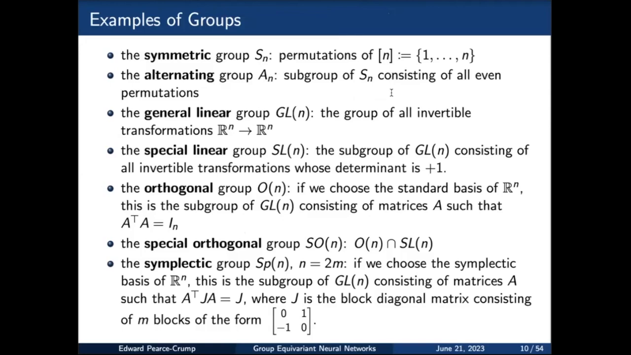The other group that will probably be of interest is the general linear group, GLn, which consists of the group of all invertible transformations from Rn to Rn. And if we pick a basis of Rn, we're going to get invertible n by n matrices. And then we get particular subgroups, right? Like the orthogonal group, special orthogonal group, and the symplectic group, where if we take particular bases, we get these particular restrictions on the matrices that are allowed in the group. So here and here, for example.